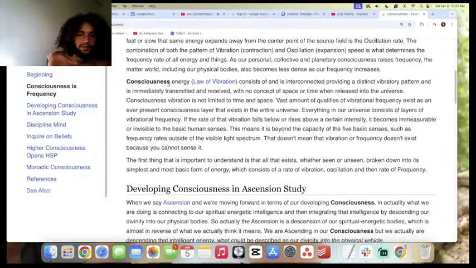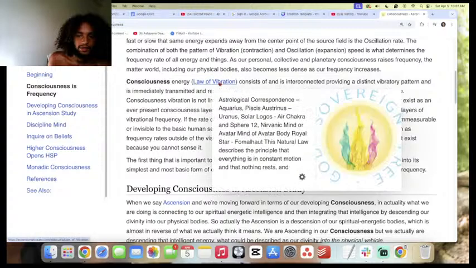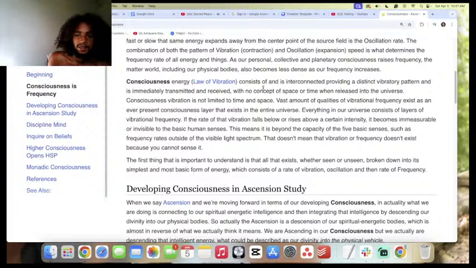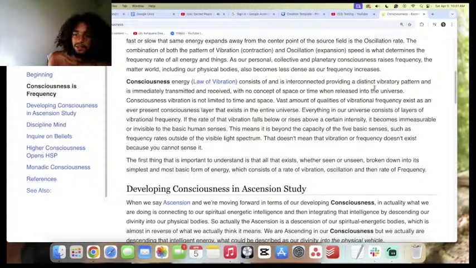So now to move on. Consciousness energy. Law of vibration. Interesting. Consciousness energy consists of and is interconnected, providing a distinct vibratory pattern, and is immediately transmitted and received with no concept of... wow. Okay, this is very interesting. This is pretty deep. I ain't gonna lie.